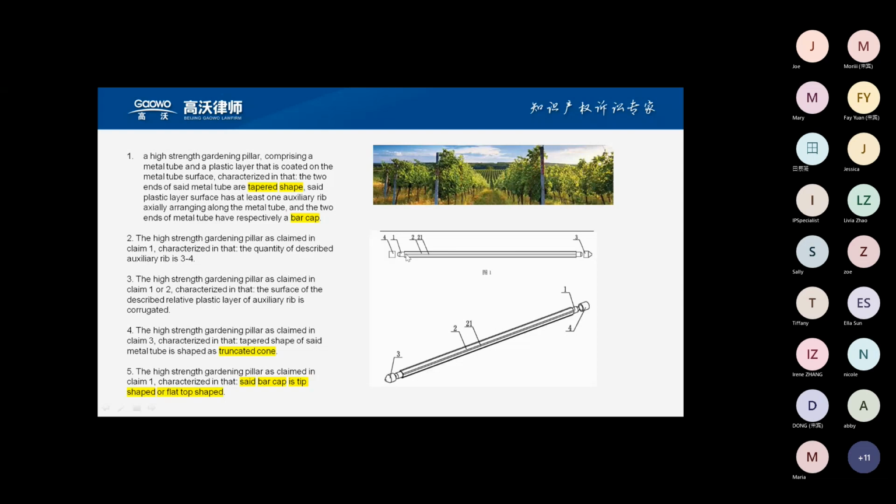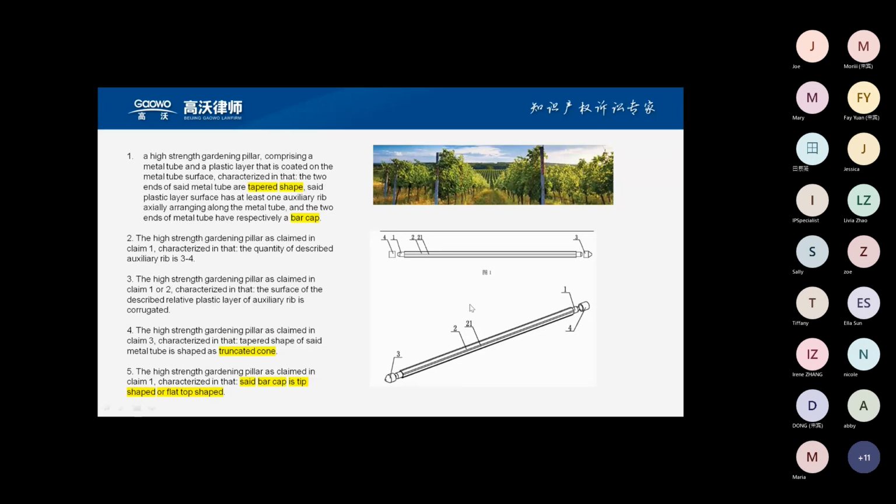Claim 1 also includes 2 caps to cover the 2 ends of the metal tube. The 2 caps are number 3 and number 4. Claim 1 also includes some other parts: number 2 is a plastic layer, and also 21, some rib axles arranged along the metal tube. I think these 2 parts are just to facilitate the vine of the plant being attached to the metal tube.